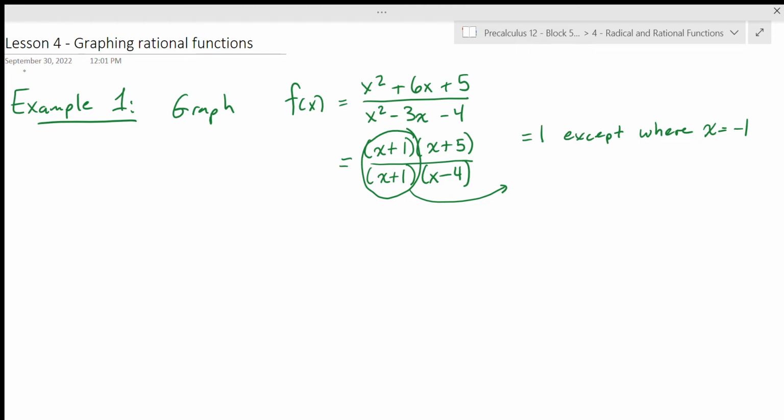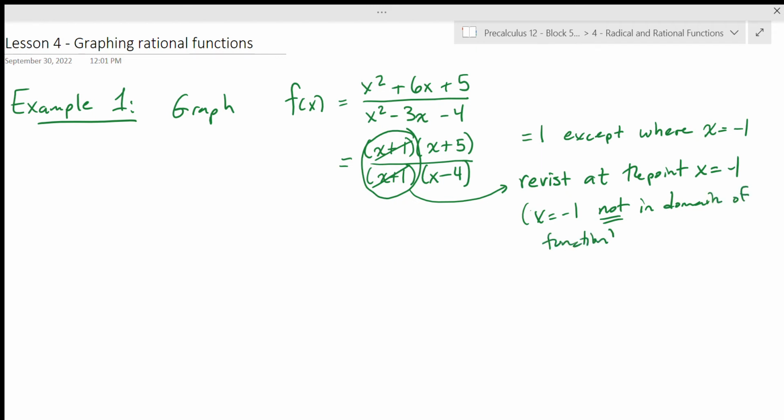So we're just going to put that in our pocket for a second. I am going to cross these two terms out and say we will revisit the point x equals minus 1. One thing we know for sure is that x equals minus 1 is not in the domain of the function. Once we've got that cleared up, we're going to come back to x equals minus 1 when we're graphing and talk about what that is.